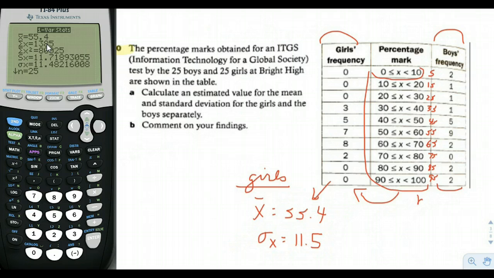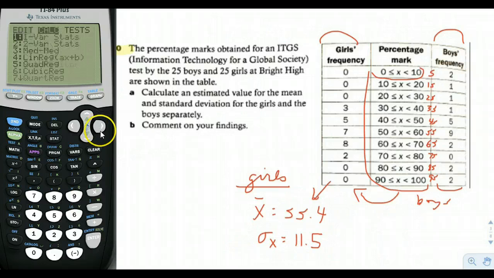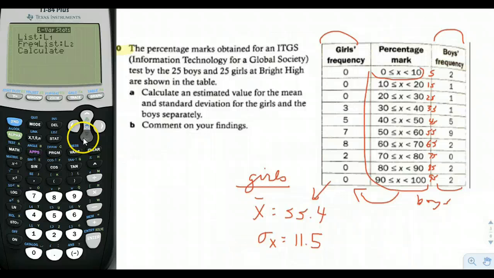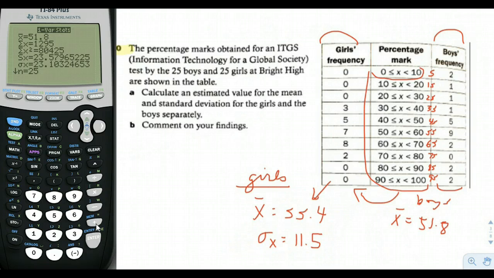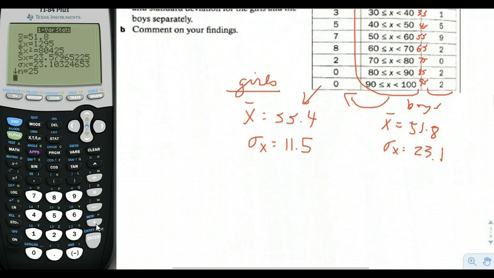Now I'm going to do the boys. Same thing, except now I'm going to do stat calc 1 bar stats, and I'm going to put L1, and then for the frequency list I'm going to put the boys' data, which is in L3, and then calculate. And now I have that X bar is equal to 51.8, and then I have that the standard deviation is 23.1. Okay, and so now it says comment on your findings.